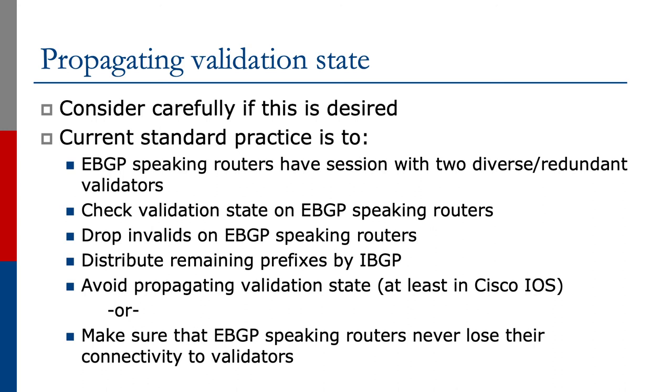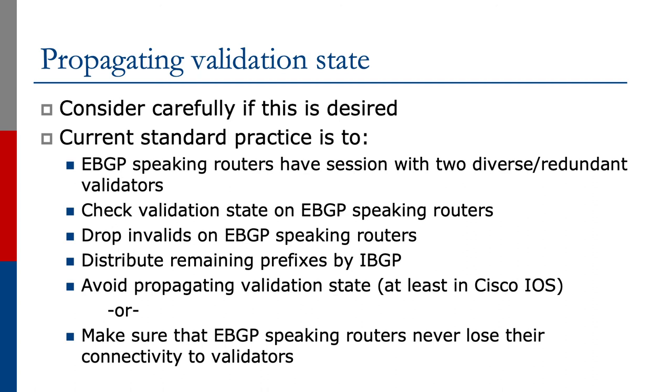So do we want to actually propagate validation state? Operators need to think if this is really desired. Current standard practice I've seen in most implementations has been that only the eBGP speaking routers have a session with two diverse and redundant validators. As I was mentioning earlier, geographically separate and using both IPv4 and IPv6 if possible. We want to check the validation state on eBGP speaking routers. We want to drop invalids on these eBGP speaking routers and distribute the remaining prefixes by IBGP. By remaining prefixes, I mean the valids and the not founds.